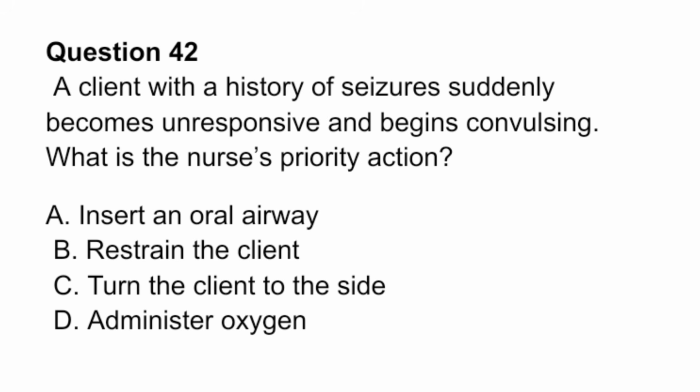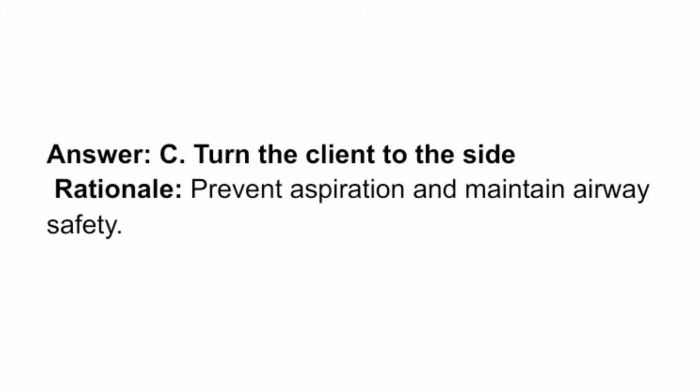Question 42. A client with a history of seizures suddenly becomes unresponsive and begins convulsing. What is the nurse's priority action? A. Insert an oral airway. B. Restrain the client. C. Turn the client to the side. D. Administer oxygen. Answer: C. Turn the client to the side. Rationale: prevent aspiration and maintain airway safety.